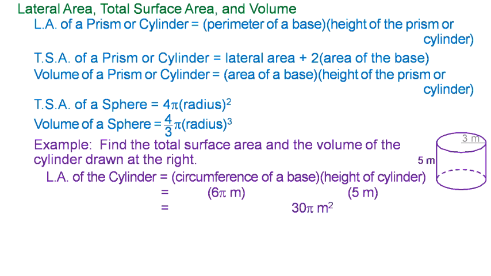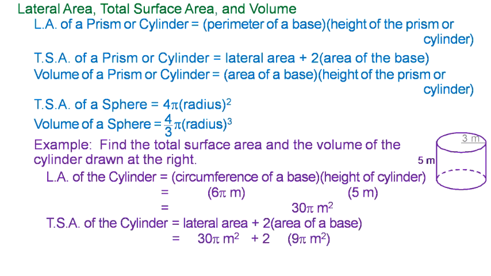To multiply 6 pi times 5, I'll note that this is a lot like multiplying 6x times 5. Since 6x times 5 is equal to 30x, I can say that 6 pi times 5 is equal to 30 pi. And, of course, meters times meters is equal to square meters. This means that I can now say that this cylinder has a lateral area of 30 pi square meters.